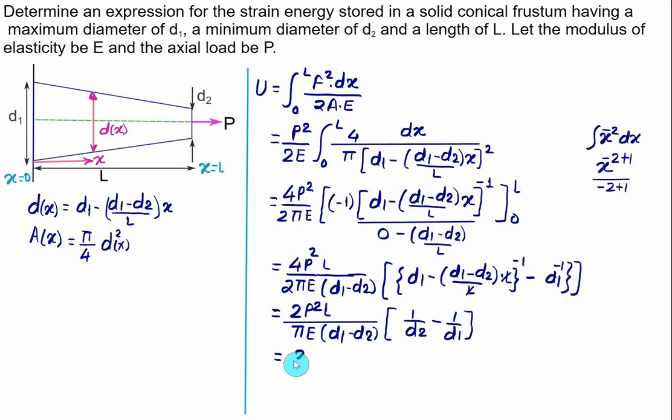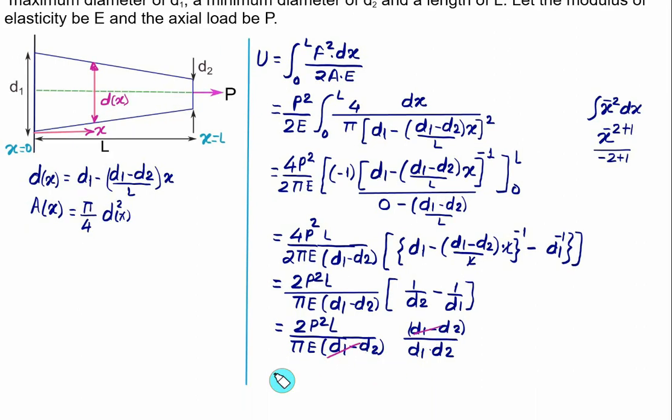So we have 2 times P square multiplied by L divided by pi, divided by E modulus, into d1 minus d2. Here we have LCM as d1 into d2. We'll cross multiply, you will get d1 minus d2. So at this stage this value is also cancelled out. So strain energy in the case of a tapered bar is given as U equal to 2 times P square multiplied by L divided by pi into E modulus into d1 into d2.